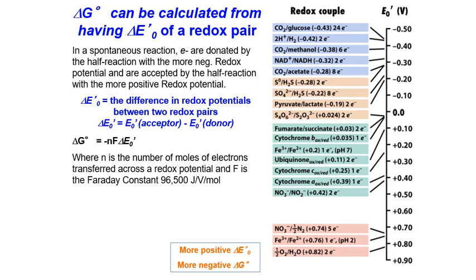Again, a larger difference, a larger area between your electron acceptor and your electron donor yields more energy, and so it's more energetically favorable. Gibbs free energy is the energy associated with a chemical reaction that can be used to do work.